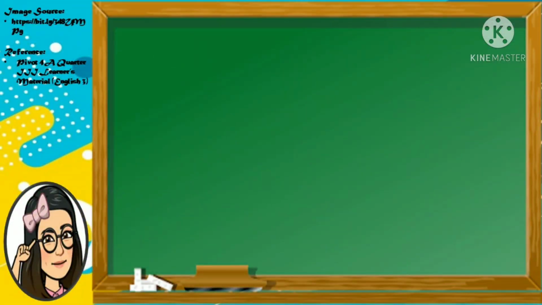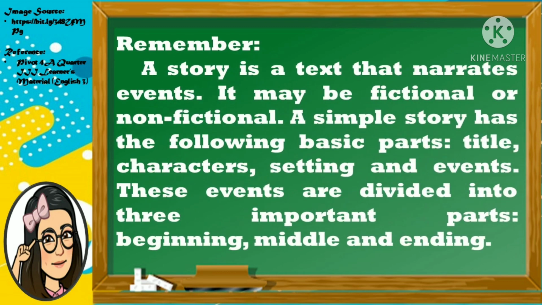Did you understand our lesson for today? I hope you do. And to end, always remember a story is a text that narrates events. It may be fictional or non-fictional. A simple story has the following basic parts: title, characters, setting, and events. These events are divided into three important parts: beginning, middle, and ending. I hope you understand our lesson for today, and I hope you enjoyed watching and listening.